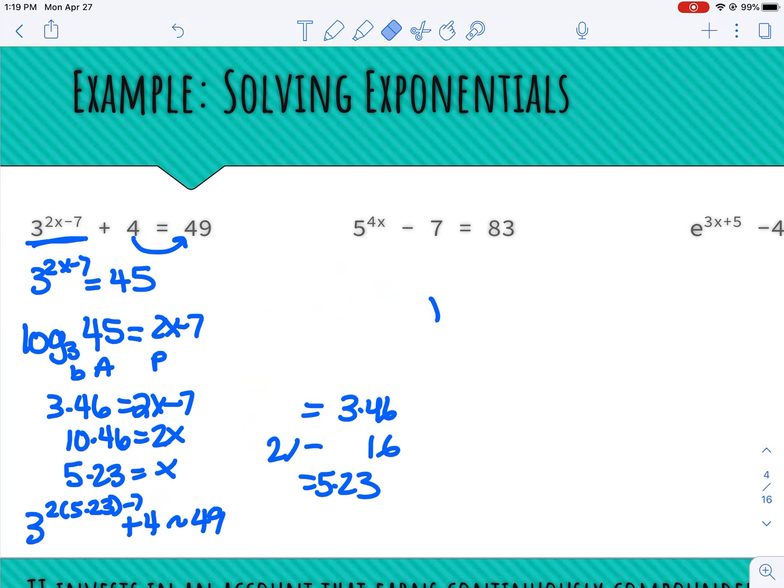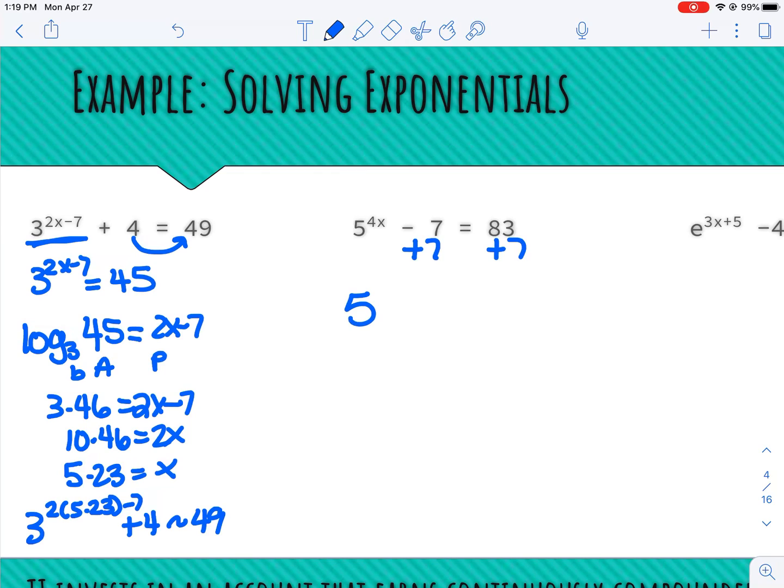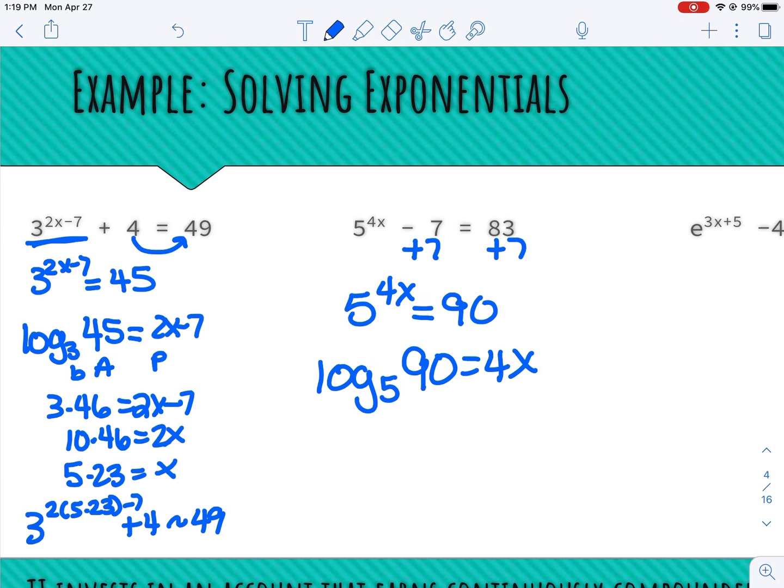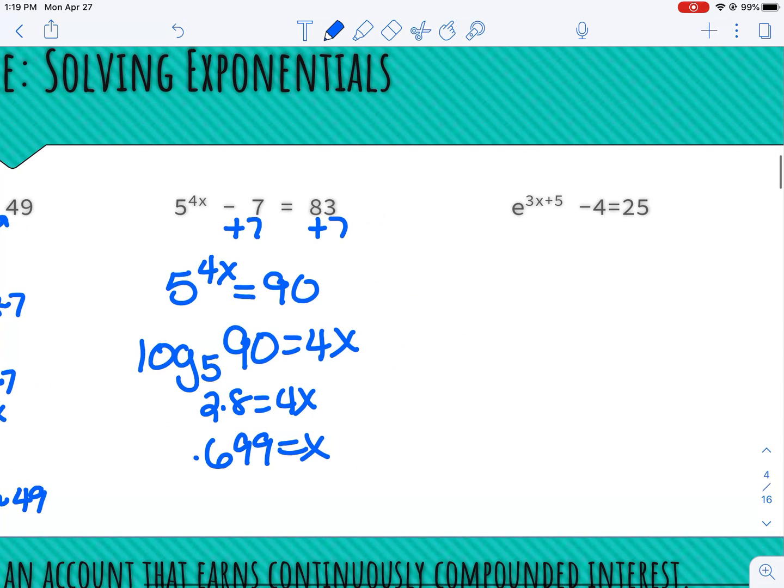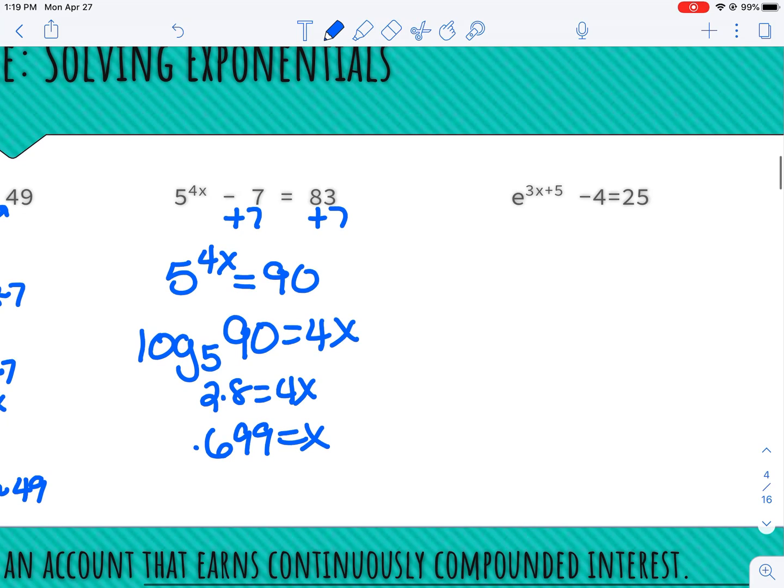I'm going to erase this one here though. I ran out of room in my other spot. So moving on here, if I add over 7, that would be 90. I'm going to rewrite it. Base of 5, answer, power. Well, log base 5 of 90 is about 2.8. And if I divide over that 4, I get about 0.699. So again, if you like the other method or don't have the right calculator, take log of 90 divided by log of 5 and set it equal to 4x.